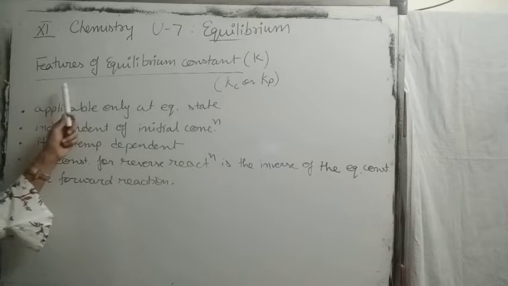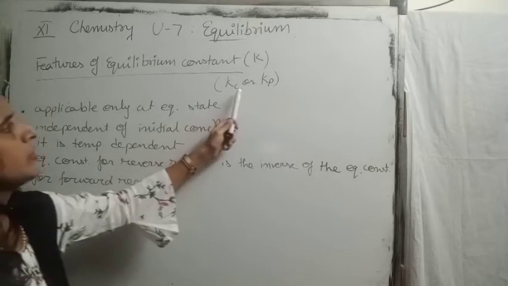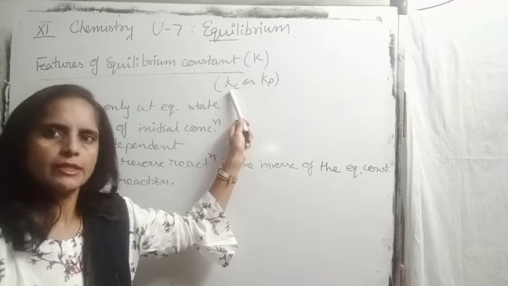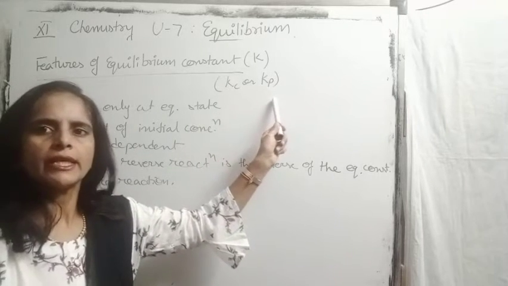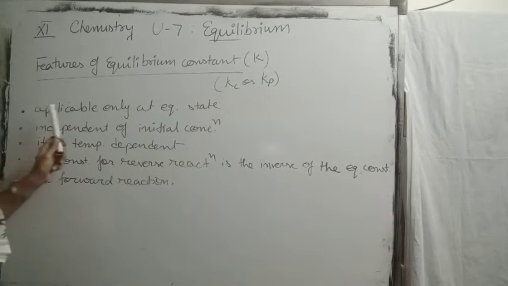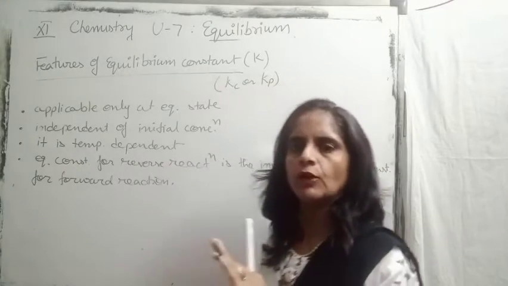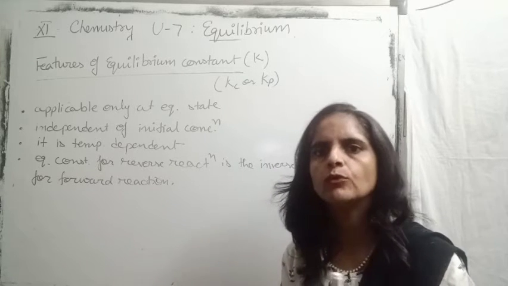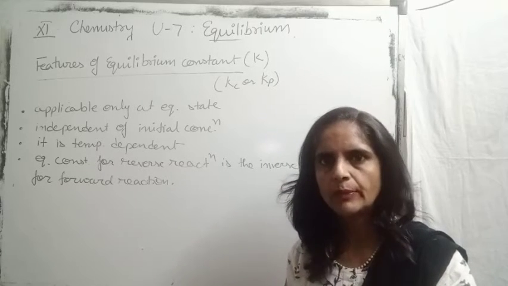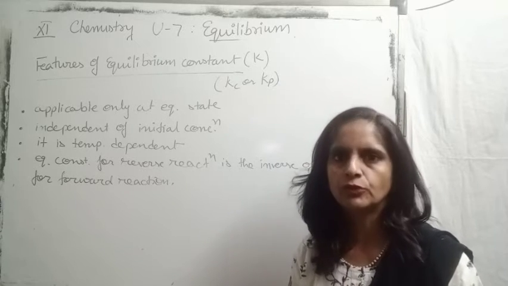Now, important features of the equilibrium constant K, whether it is Kc or Kp. Children, when we indicate C, it means we are expressing the equilibrium constant in terms of concentration. P indicates we are expressing it in terms of pressure. So the first feature is that it is applicable only at the equilibrium state. Means the expression of Kp or Kc is only written when the reaction approaches equilibrium. Once it reaches equilibrium, only then we can write the expression of Kp or Kc, not before that.